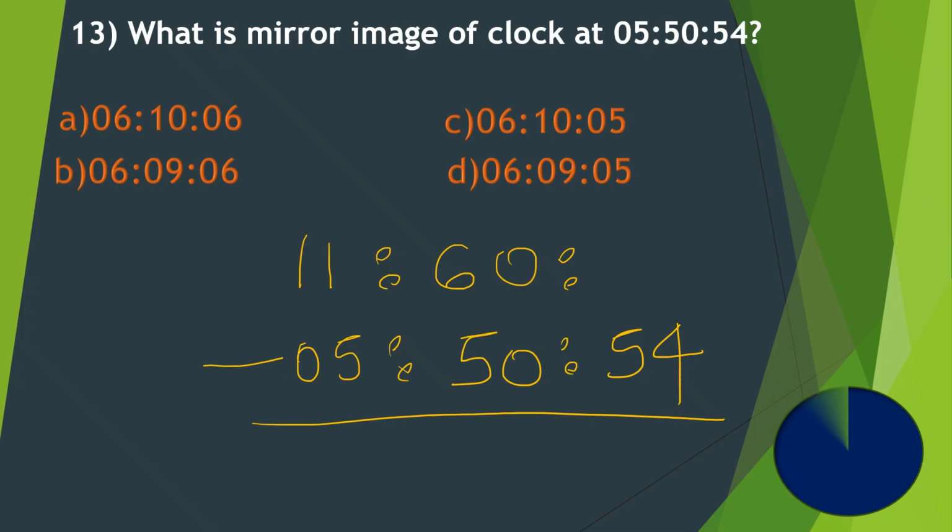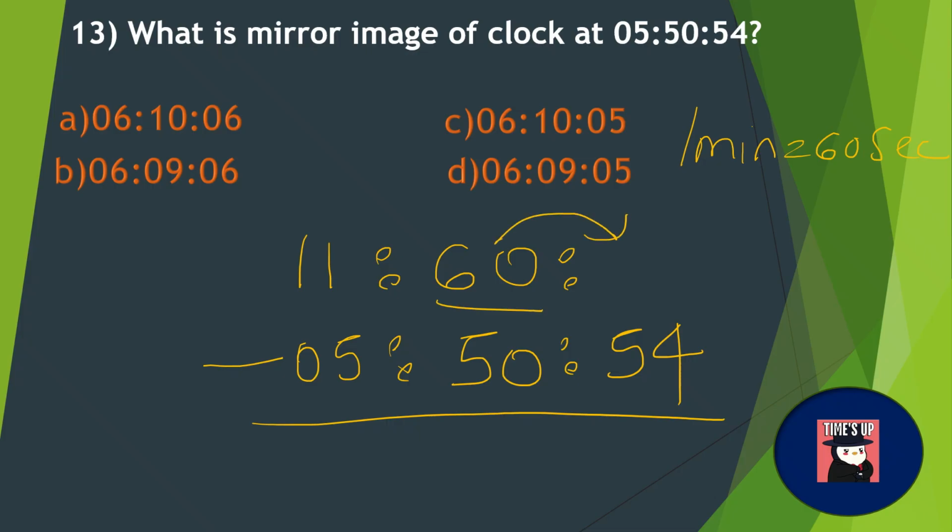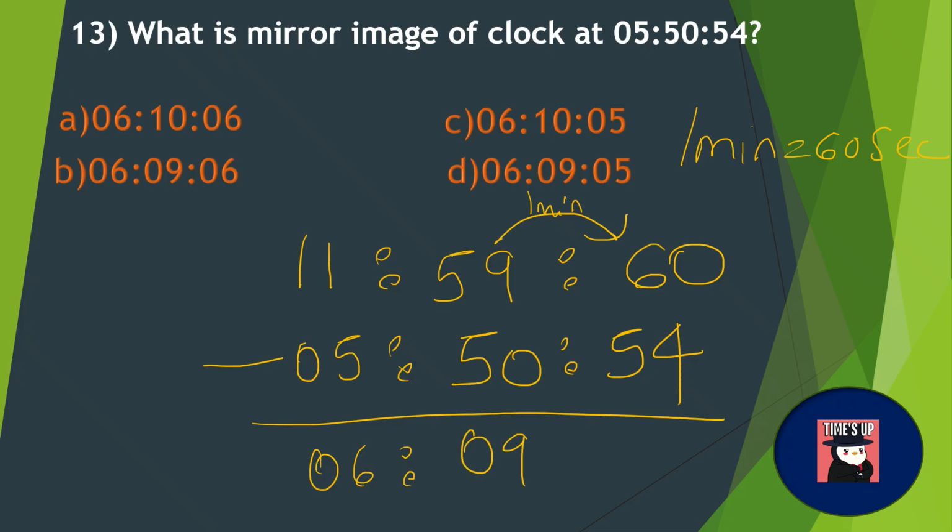Here also same thing. 1 minute is equal to 60 seconds. So from minute, it will borrow, correct? It will borrow 1 minute. Here it will be 60 and here 1 minute is borrowed by second. So here it will be 59. So now subtract, it will come 6 hours, 9 minutes and 6 seconds. So B is the correct option.